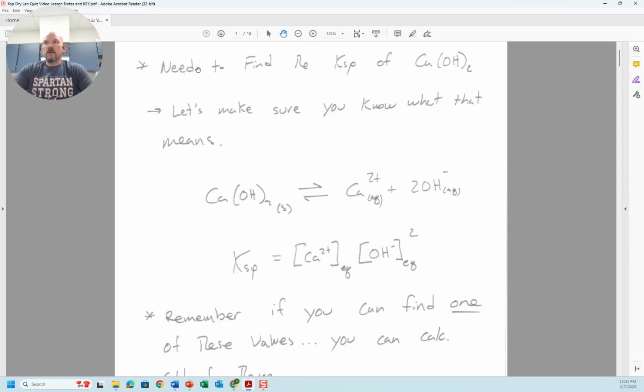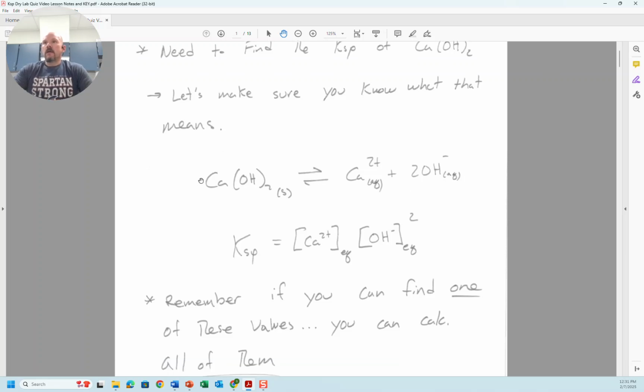All right, so let's look at question one. We need to find the KSP of calcium hydroxide, right? So let's understand what we're talking about. A solubility product is the equilibrium constant that shows the salt in question, so in this case, the calcium hydroxide dissolving in water. So here's the equation that's happening, all right? So you got calcium hydroxide, salt, solid, yields one calcium ion and two hydroxide ions, right? So the KSP will be equal to the equilibrium expression of this reaction, and that would just be the calcium concentration times the hydroxide concentration squared, okay?